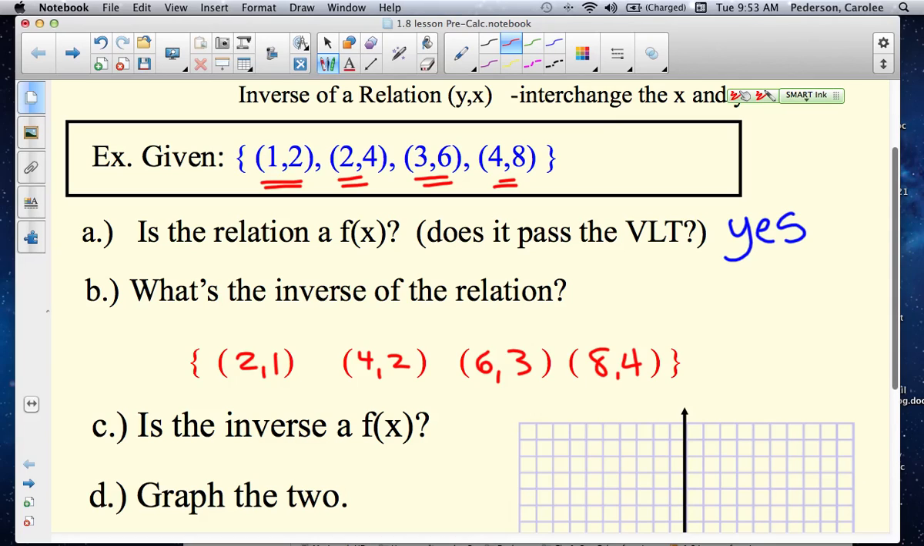Now look at that set of ordered pairs. Is that relation a function? It also is a function. It doesn't have any repeated x's.